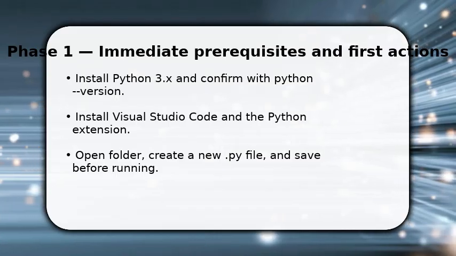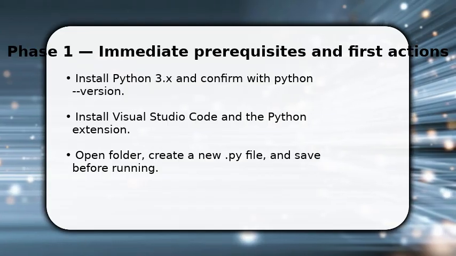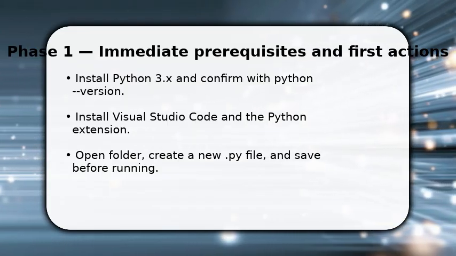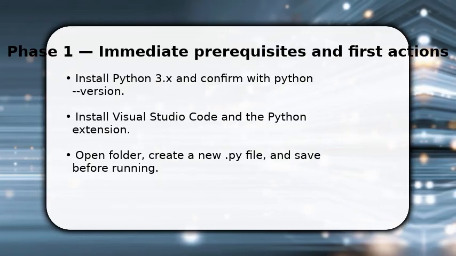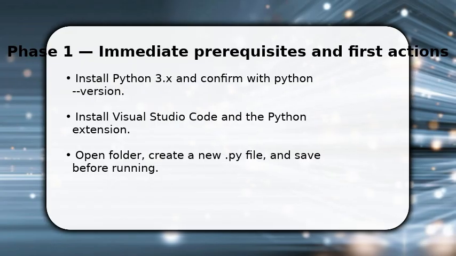You start by ensuring Python 3.x is installed and reachable from your path. Once done, open Visual Studio Code and install the official Python extension so VSCode can detect interpreters.